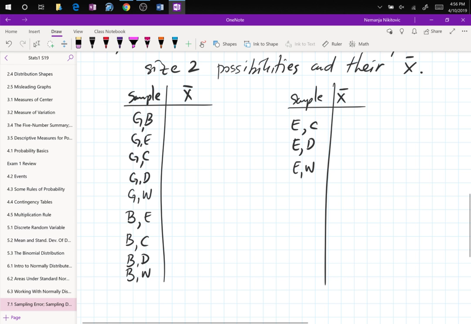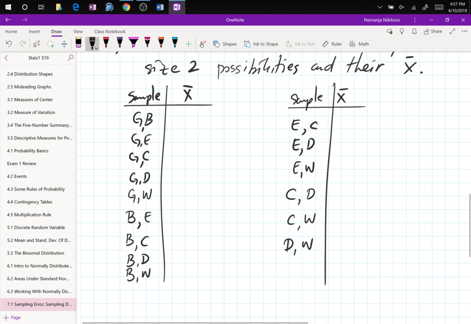Okay, the next one is C, so it's going to be CD, CW. Then we have DW, and we're done. So these are all of the samples that you can come up with of size 2. There are no more than this.